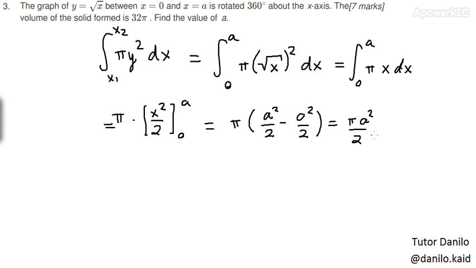In this problem, you have to set this equal to 32 pi, right? Because this is the volume of the solid. And then you solve it. You find pi a squared is equal to 64 pi. You cancel the pi, you get a is equal to 8, right? That's it. So a is equal to 8.